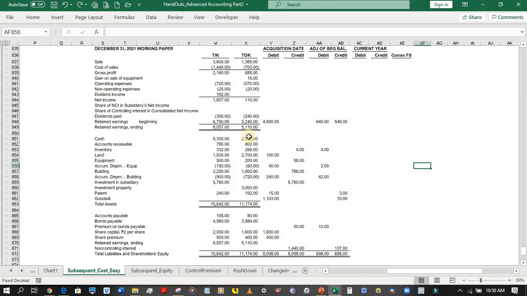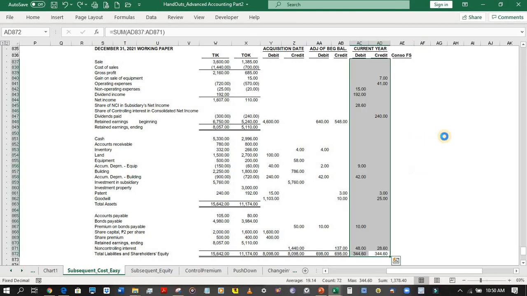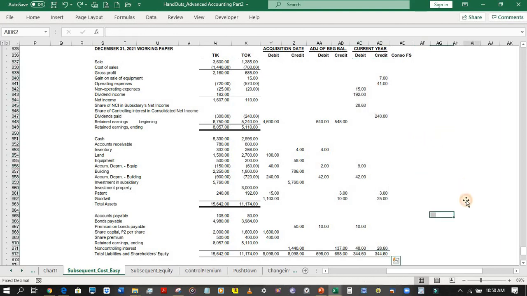So again, if you will notice, the acquisition date and the adjustment of the beginning balances eliminating entries only affect real accounts. Then the current year eliminating entries will have an effect on both nominal and real accounts. So the income statement accounts are also adjusted as well as the real accounts.